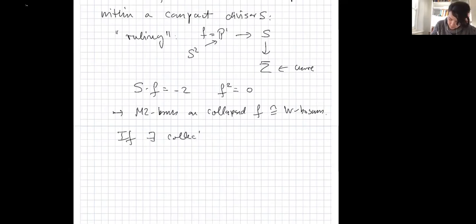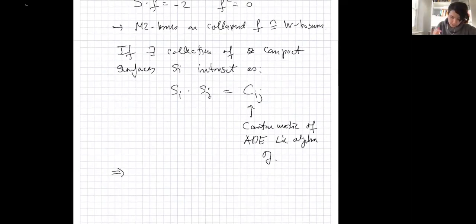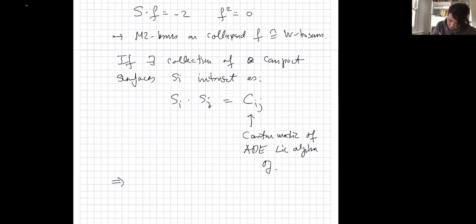So if there exists a collection of compact surfaces that intersect as S_i dot F_j equals minus C_ij, and C_ij is the Cartan matrix of some Lie algebra G, and these have these rulings, then in fact we get a G-type gauge theory.